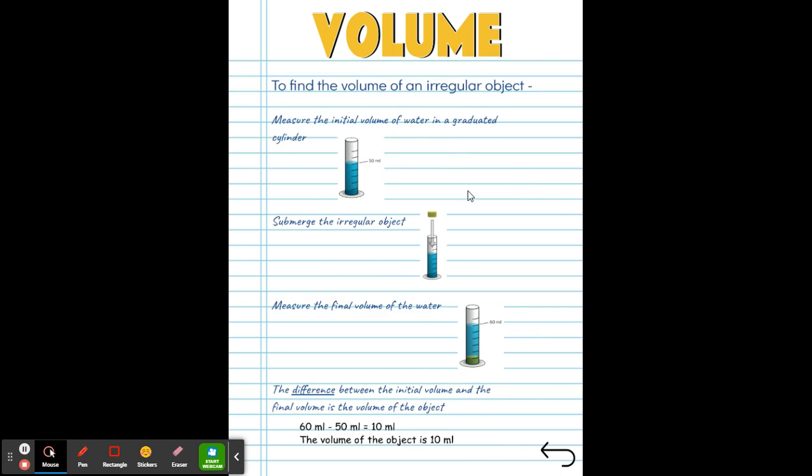Volume. To find the volume of an irregular object, first you're going to measure the initial volume of water in your cylinder. Then you're going to submerge your irregular object. Then you're going to measure the final volume of the water. So here we started off at 50 milliliters. We added in the object, and now we're at 60. So the difference between the initial volume and the final volume is the volume of the object. So here, 60 minus 50 gives us 10 milliliters. So the volume is 10 milliliters.